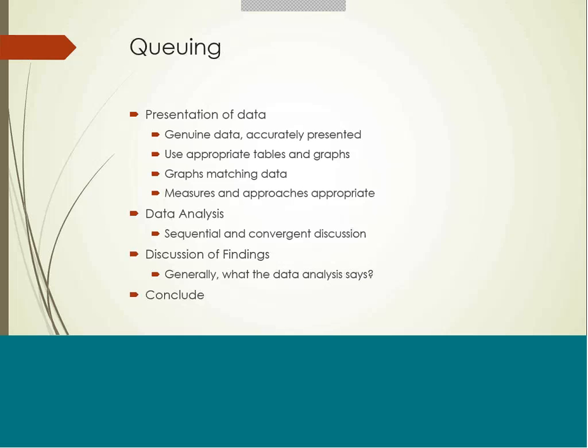So we should not have students with a particular title and certain objectives, but then when you read the conclusion it has nothing to do with the title or the objectives, or when you read the discussion of the findings, they are not related to the objectives mentioned at the start of the report. So they should be encouraged to ensure that these are all related to each other.